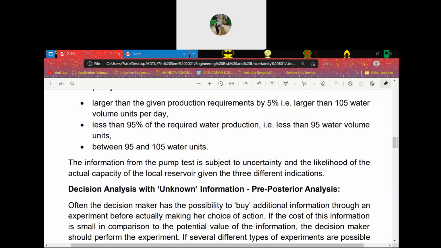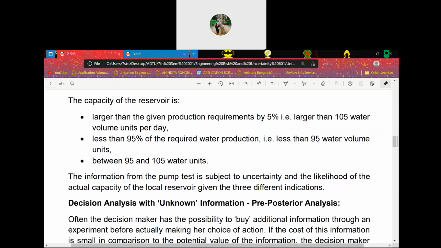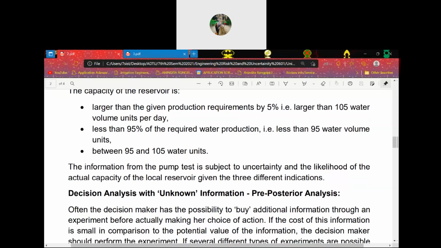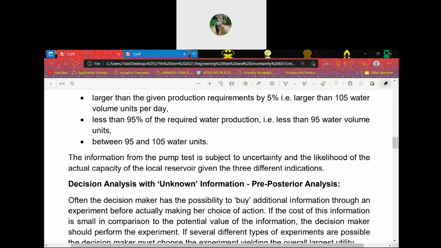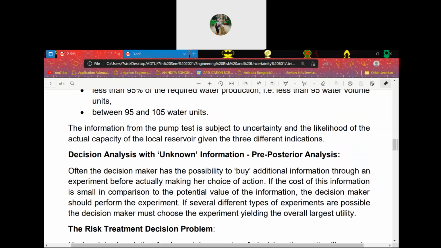Next is decision analysis with unknown information, that is pre-posterior analysis. Here, the decision maker has the possibility to buy additional information through an experiment before actually making the choice of action. If the cost of this information is small in comparison to the potential value of the information, the decision maker should perform the experiment. If several different types of experiments are possible, the decision maker must choose the experiment yielding the overall largest utility.